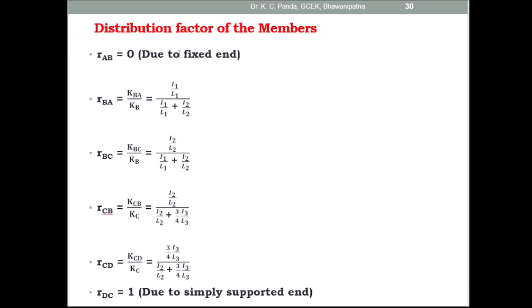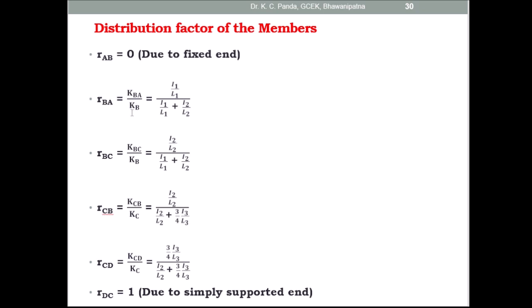Then you can find out the distribution factor of the members. So at the end A, which is fixed, the distribution factor for that end is 0, and at the end D, which is simply supported, the distribution factor at this end is equal to 1. RDC is equal to 1 and RAB is equal to 0, and for all other ends of the members the distribution factor can be determined.